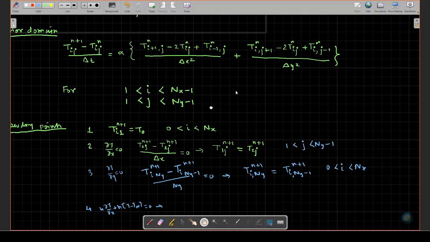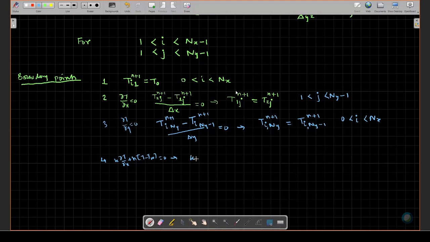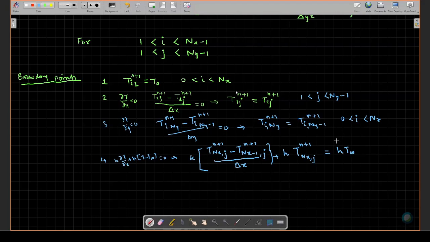So looking at that, we can write like this: k, and in the bracket T at nx, j varying, minus T at nx minus 1, j varying, at n plus 1, divided by delta x, plus h times T at nx comma j at n plus 1, minus h T infinity. h will be known, it is assumed, and T infinity is a known value, so we need not worry about h T infinity. So this is another equation.